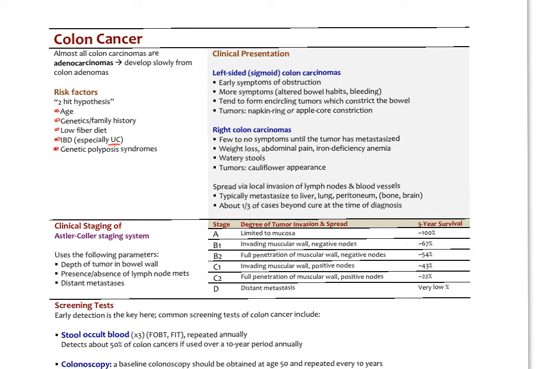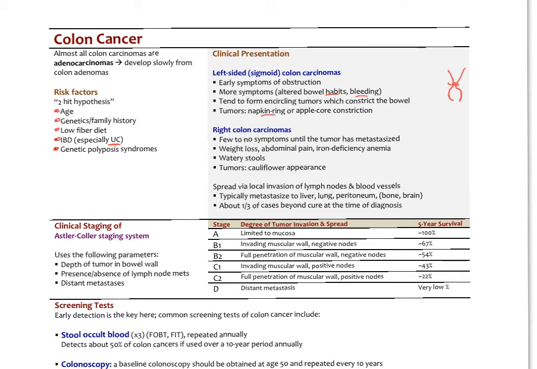The left-sided, in the sigmoid colon cancers, usually they show early signs of obstruction, and they're going to be more symptomatic with altered stools and bleeding. They tend to form encircling tumors which constrict the bowel. On a barium enema or barium swallow x-ray, they might find what they call a napkin ring or apple core constriction. Looks like the bowel is actually squeezed like a ring. There's a ring that squeezes it around here.